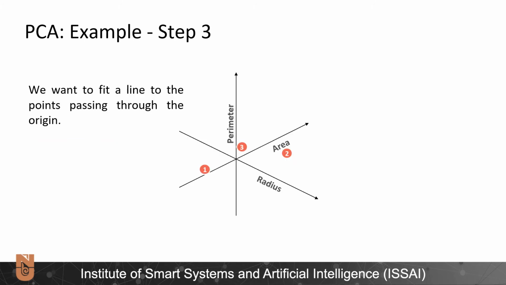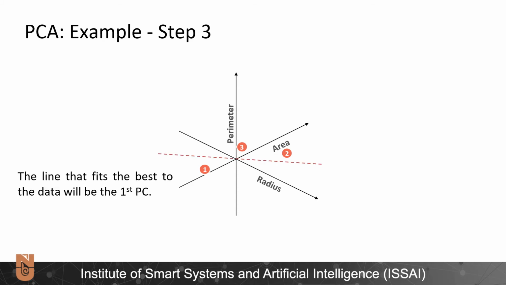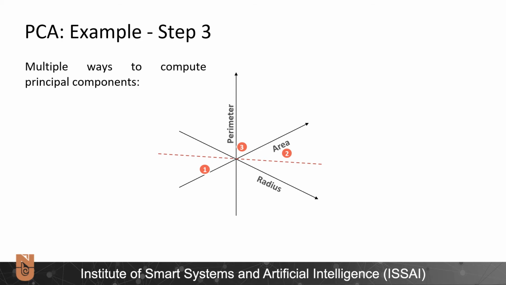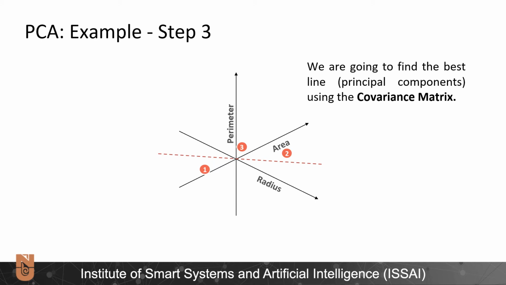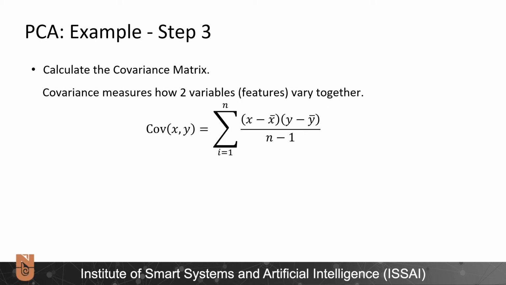In step 3, we want to find the best fitting line to our data that will pass through the origin. The best fitting line will be our first principal component. There are multiple ways to compute principal components, like using covariance matrix or using singular value decomposition. We are going to find the best line, our principal components, using the covariance matrix. For that, we need to calculate this matrix.